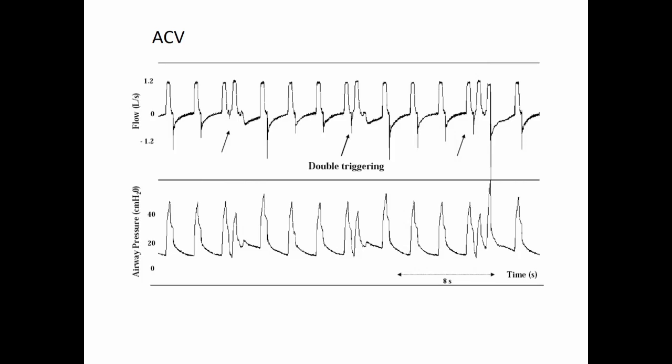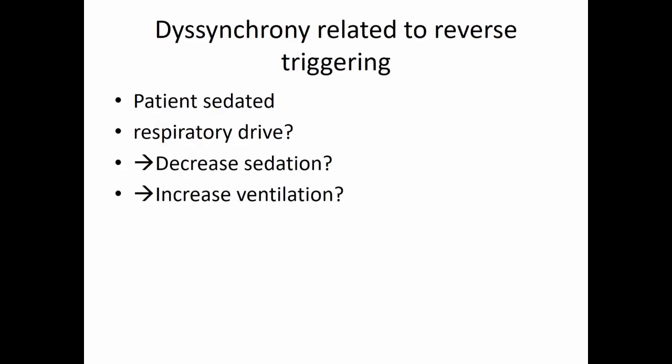So this desynchrony related to reverse triggering occurs in patients who are sedated, who have no respiratory drive because they are sedated. And therefore, in this situation, you may say, maybe I need to decrease sedation, so to let the patient take the control of the ventilator, or sometimes to increase ventilation because it may be associated with insufficient ventilation.